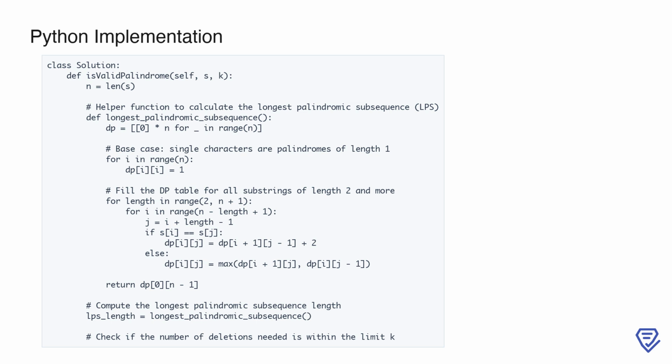To do this, we create a 2D DP table where dp[i][j] represents the length of the longest palindromic subsequence in the substring s[i:j+1]. We initialize the table so that single characters are palindromes of length 1. Then, for substrings of increasing lengths, we fill the table by checking if the characters at the current start and end indices match. If they do, we add 2 to the value from the inner substring, otherwise, we take the maximum value from either excluding the start or the end character. Finally, the function returns the value in dp[0][n-1], which represents the LPS length for the entire string.